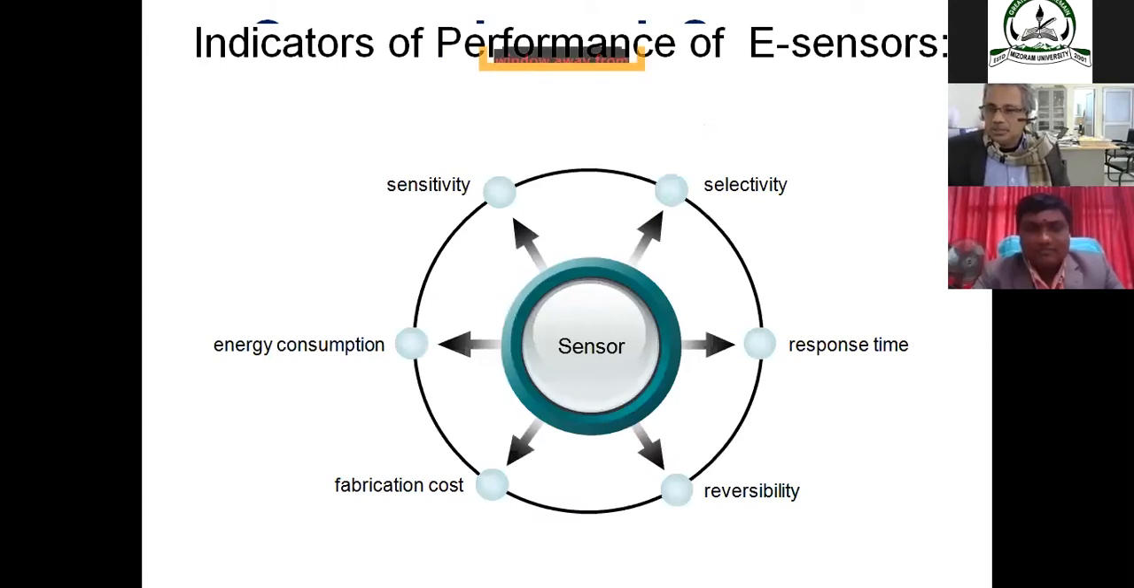So e-sensing, why e-sensor? Why do we require an e-sensor? Some of it I have already told: reversibility is there, response time is very low, selectivity is very high, sensitivity is very high, energy consumption is low, fabrication cost is very low, and it is portable. We can use it for on-site measurement. In different sites, we can measure the things. We can take it to other places.